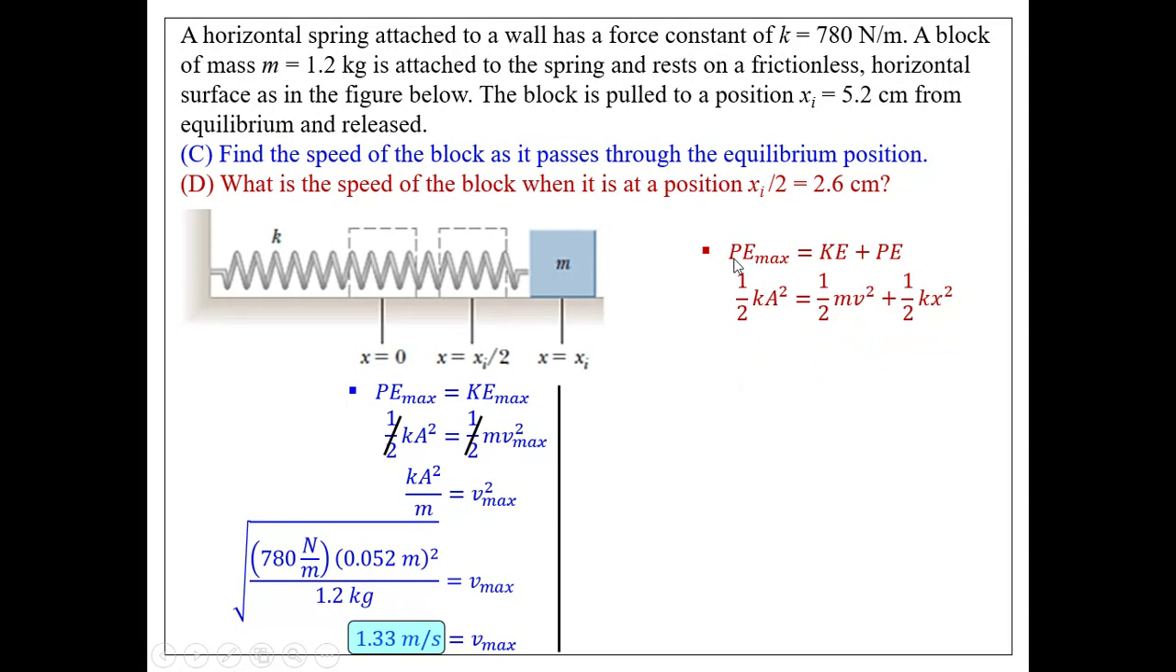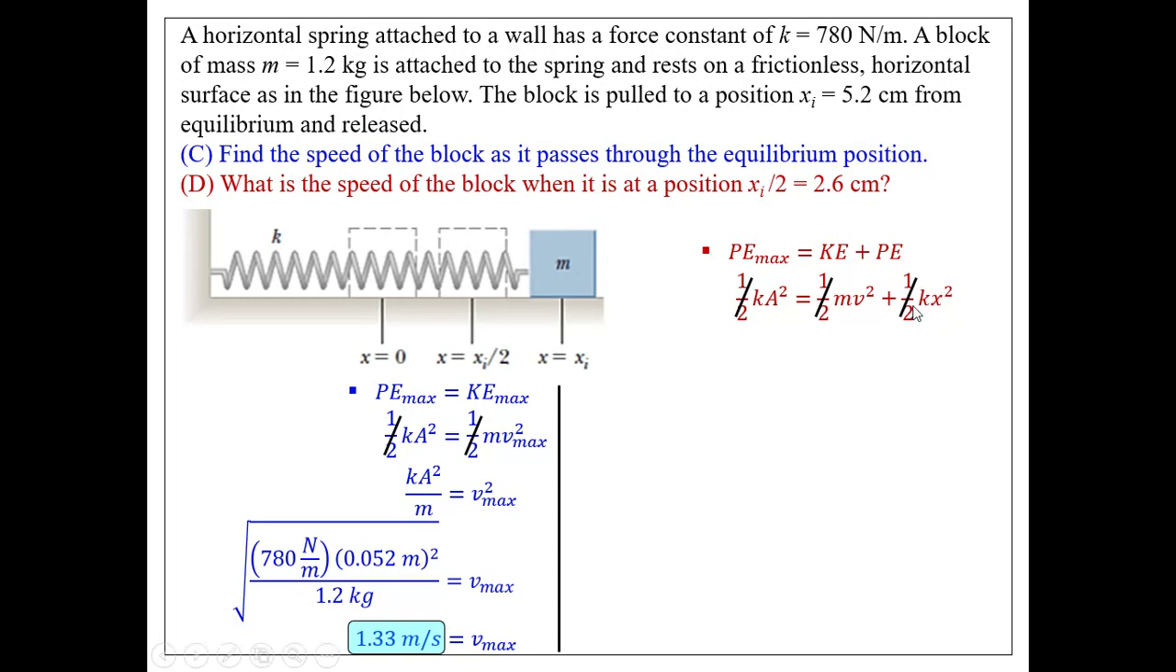Once again, anytime you do PE max, your x really just turns into the amplitude, because that's how far it's being stretched or compressed. On the right side, I have two terms because both these terms exist. It's moving, so it has to have a KE, and it's still being stretched by a distance of 2.6 because it's halfway. And as you can see, the 1/2 cancels out. So to get v by itself, I'm going to go ahead and do algebra first.